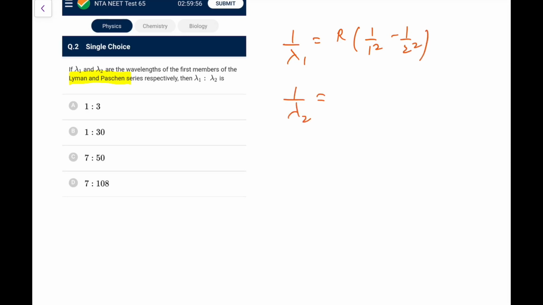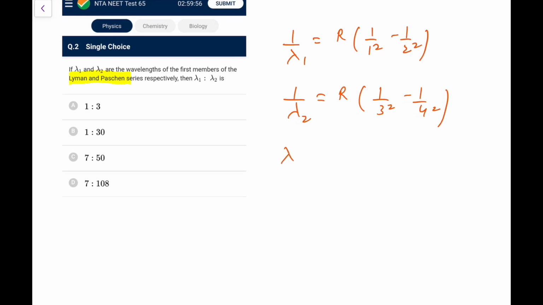Next. If lambda 1 and lambda 2 are the wavelengths of the first members of Lyman and Paschen series, then for the Lyman, 1 upon lambda 1, first member means transition from 2 to 1, that is 1 upon 1 square minus 1 upon 2 square. For the Paschen, we have Lyman, Balmer, Paschen. Paschen is for third, that is from 4 to 3, that is 3 square minus 4 square.